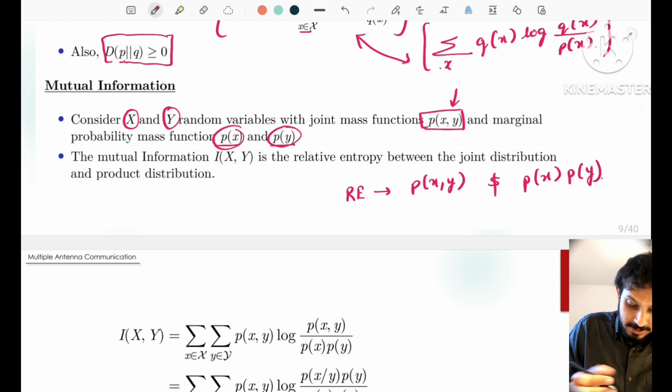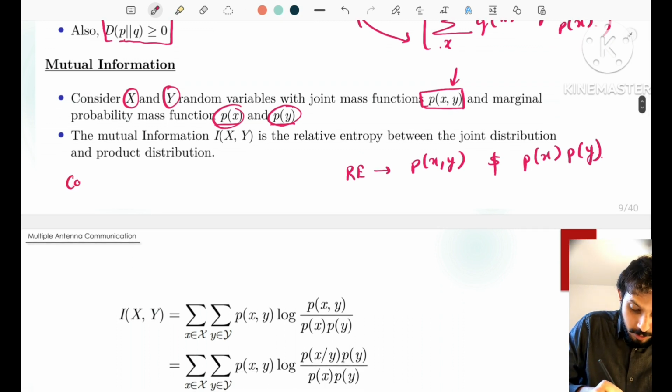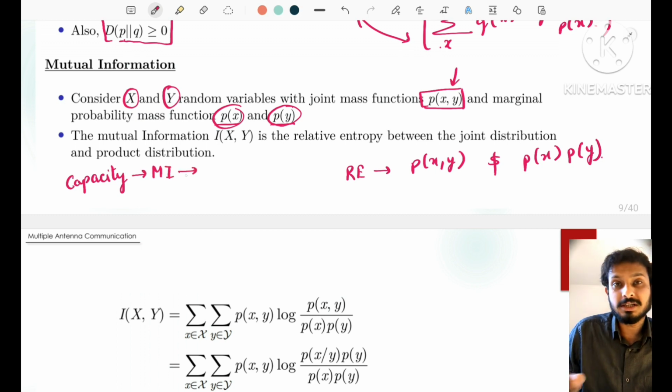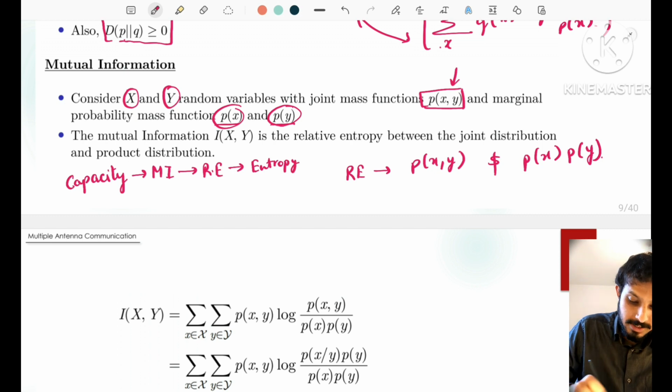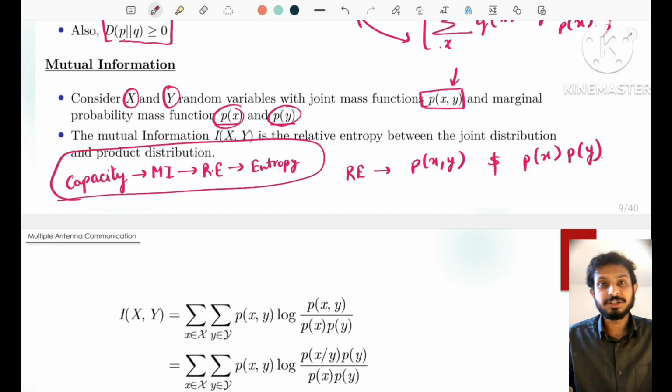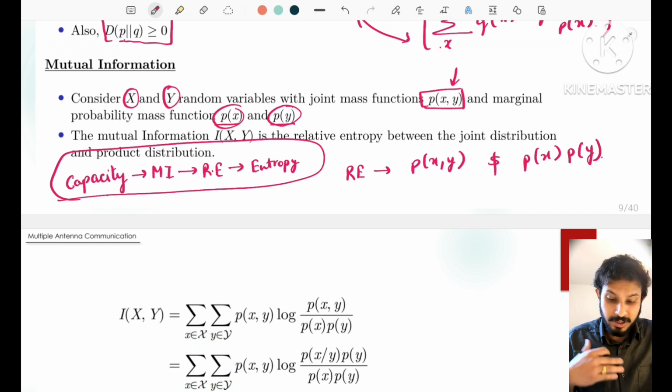So what we have is the capacity. When we talk about capacity, it is represented in terms of mutual information, and mutual information is represented in terms of relative entropy, and relative entropy is represented in terms of entropy. So as a result, we have this relation. When we need to study capacity, we need mutual information, and for mutual information we need to study the relative entropy, and for relative entropy we must understand what entropy is.